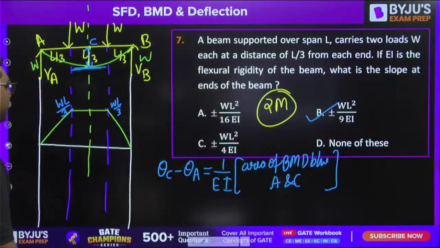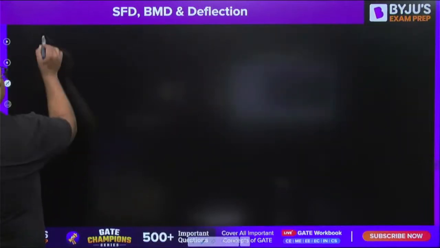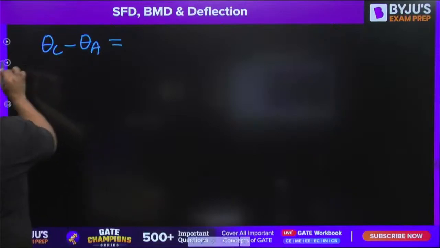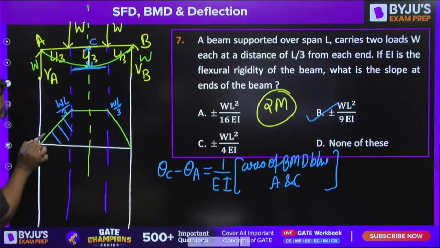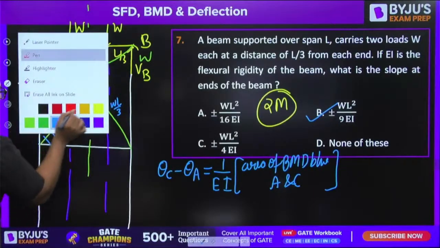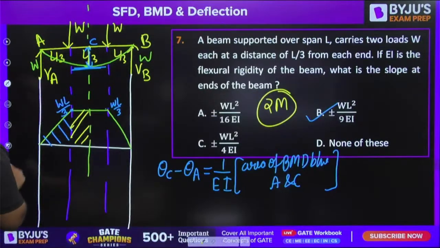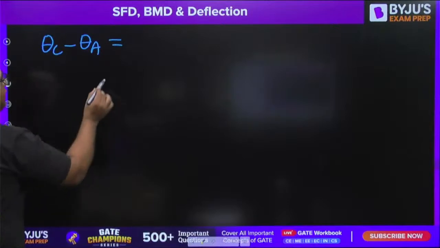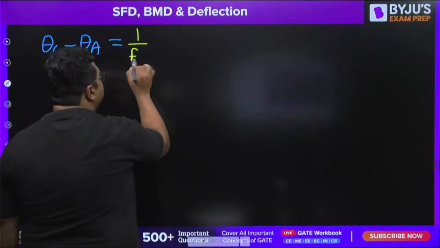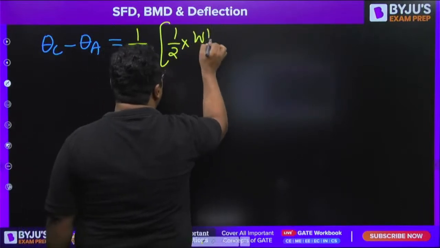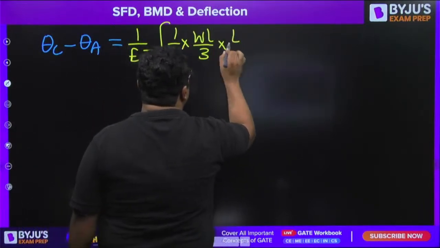So guys, let us make the equation. You will be writing theta at C minus theta at A. You need to find out this. You know that this is the area of triangle and then this is the area of rectangle. So you need to write these two areas. Let us write first of all the area of triangle. 1 upon EI is coming outside. It is 1 by 2 WL by 3 into L by 3.